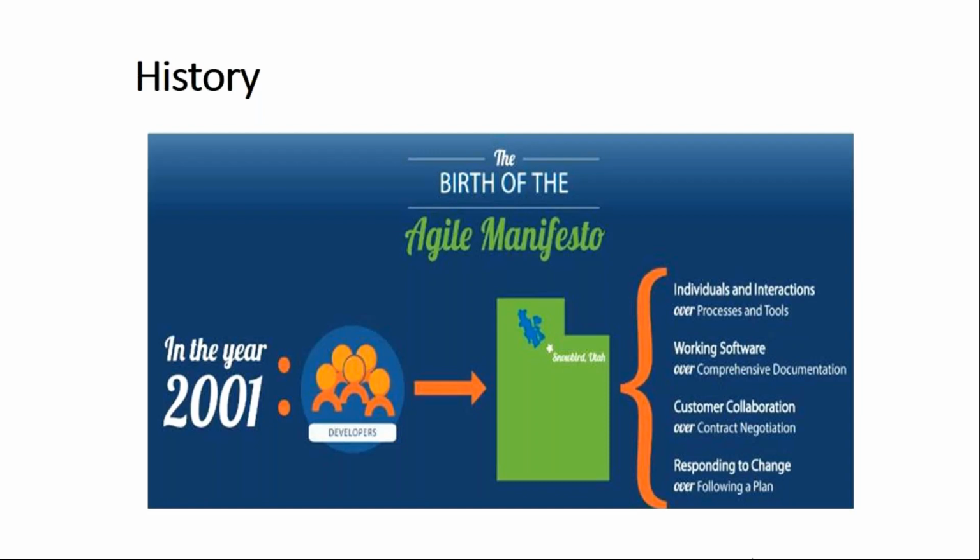The first one is individuals and interactions over process and tools. It's not that in waterfall they were not following those things, but in the case of Agile they felt that individuals and interactions are basically two different words. If we talk about the very first one, individuals: in a typical waterfall project, you'll find that people are given tasks and a timeline. Typically in a waterfall project, in the workshops, the very junior-most people are not involved.